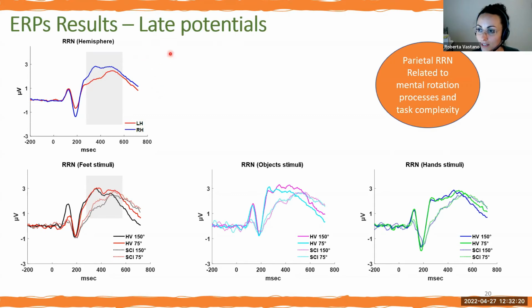This rotation-related negativity component is related to mental rotation, and it gets more negative with the higher complexity of the task. We found that the LT controls also have a higher negativity for the feet stimuli and for the harder rotation, so for the rotation at 150 degrees compared to 75 degrees. They do not show the same effect in other conditions, while SCI never show modulation of the rotation-related negativity.